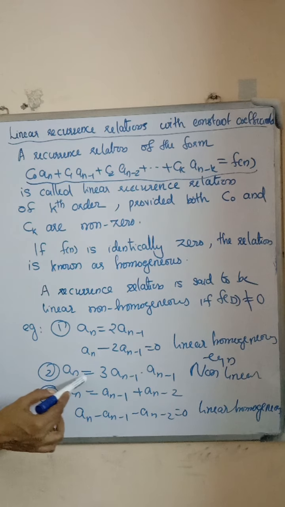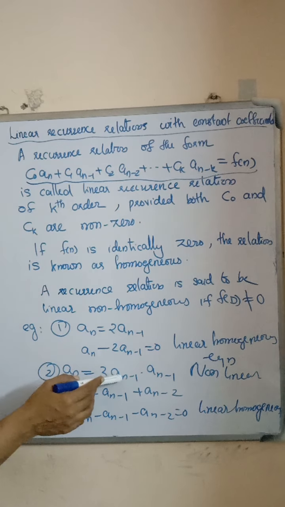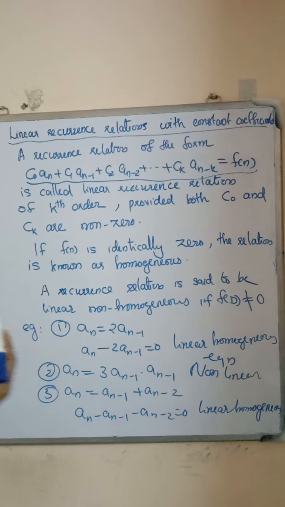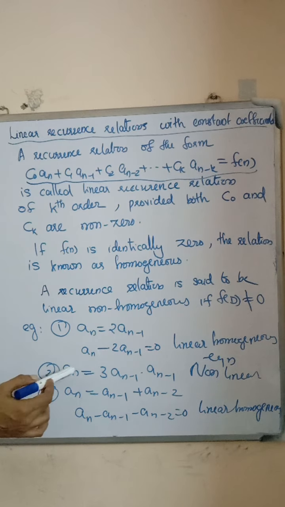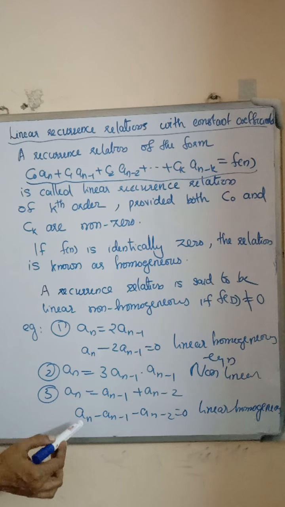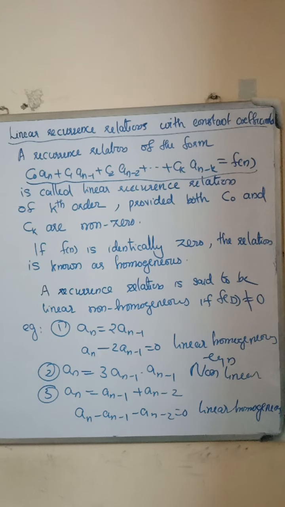Next is an is equal to 3an minus 1 into an minus 1. Here an minus 1 into an minus 1 means the powers 1 plus 1, it is 2. So that is an minus 1 raised to 2. So it is not a linear equation. So it is a non-linear equation. Next is an is equal to an minus 1 plus an minus 2. So an minus an minus 1 minus an minus 2 is equal to 0. This is a linear and homogeneous equation.